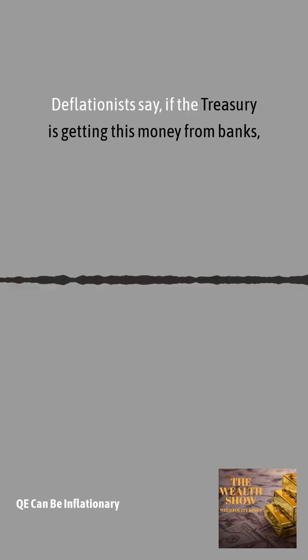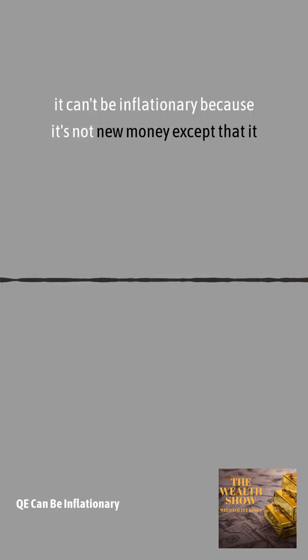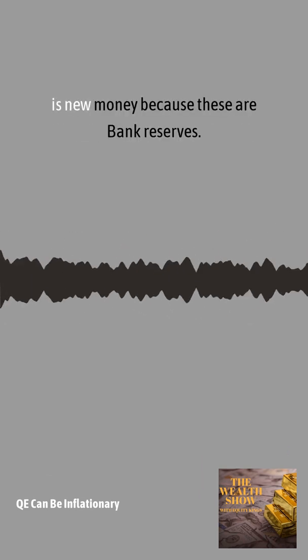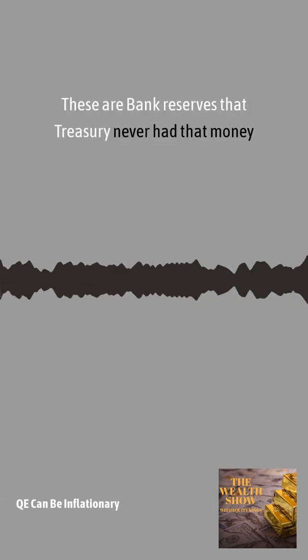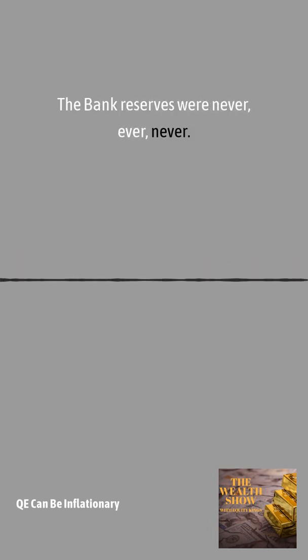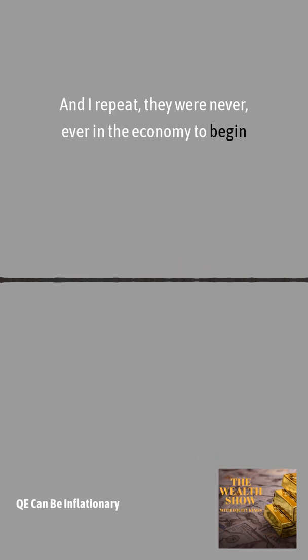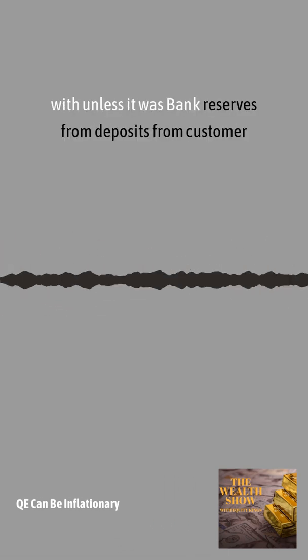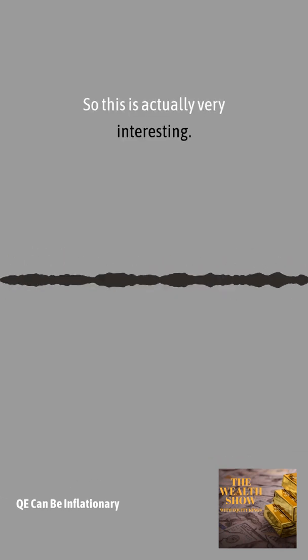Deflationists say if the Treasury is getting this money from banks, it can't be inflationary because it's not new money. Except that it is new money, because these are bank reserves. The Treasury never had that money before. The bank reserves were never, and I repeat, never ever in the economy to begin with, unless it was bank reserves from customer deposits. So this is actually very interesting.